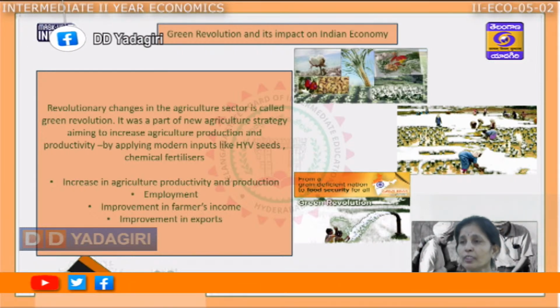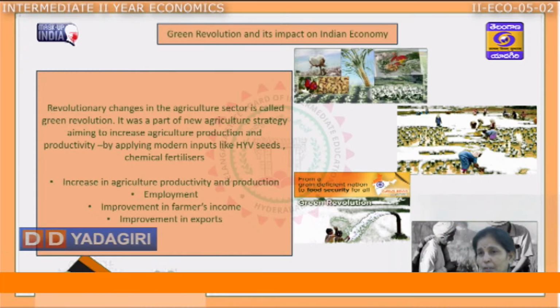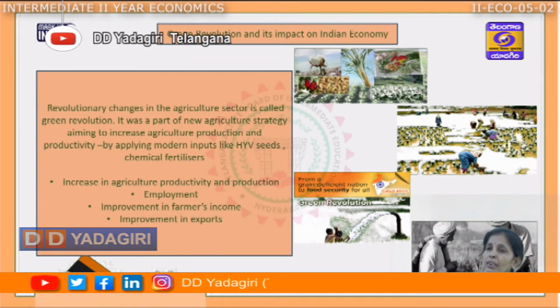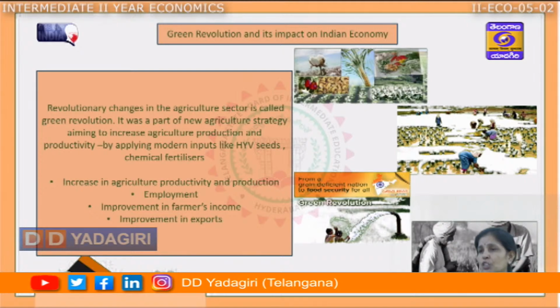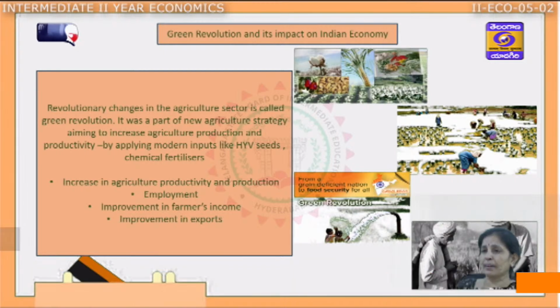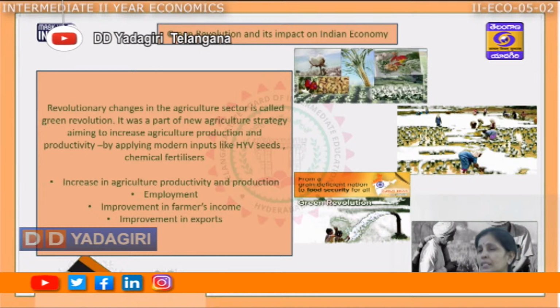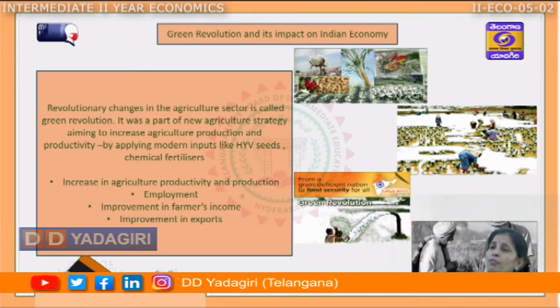Let us get more detail about the green revolution and how it impacts the Indian economy. Increase in agriculture productivity and production. The main purpose of the green revolution is to increase productivity and production. That is the main objective. And for this, they have come out with very innovative programs like IADP, IAAP, HYVP, which are the outcome of various agriculture research universities.